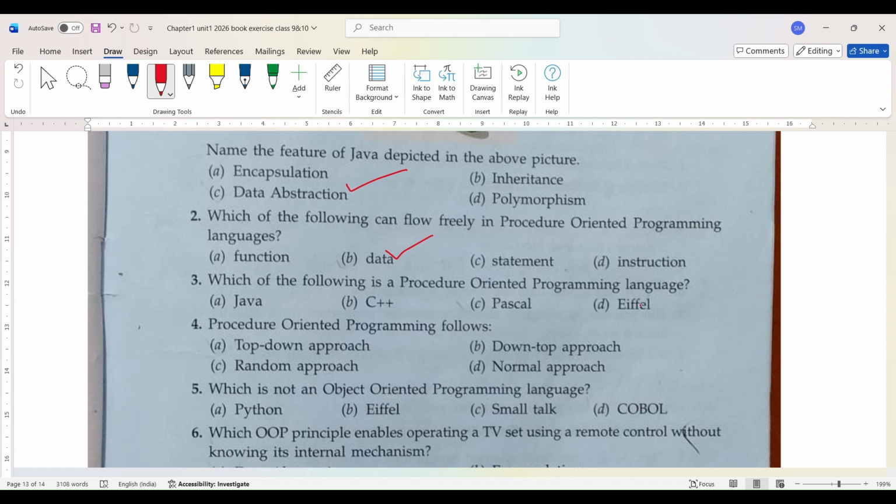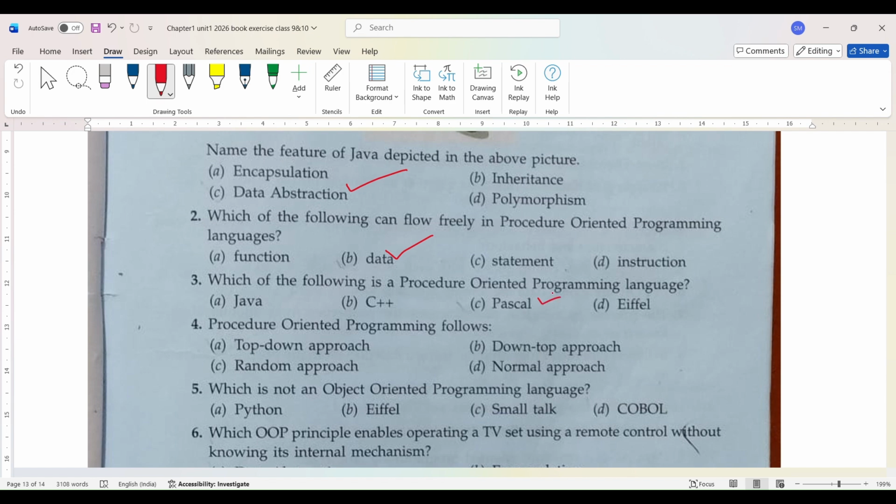Next question. Which of the following is a procedure-oriented programming language? Java is an object-oriented programming language. C++ is also an object-oriented programming language. POPL language is also object-oriented. Pascal is not an object-oriented programming language.